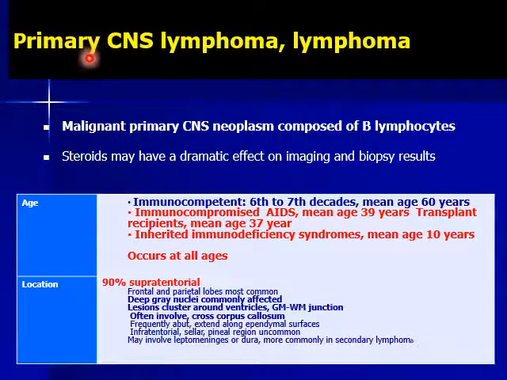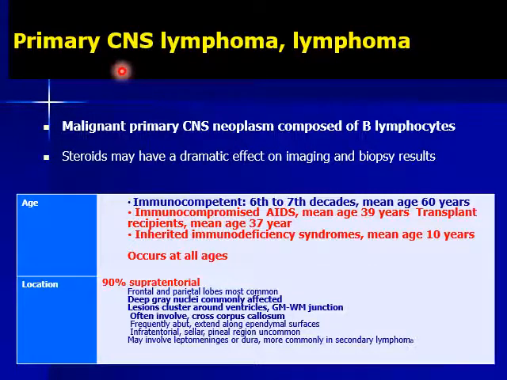This one is very important, primary CNS lymphoma. Primary because it is not secondary. What this means is that the first diagnosis of lymphoma is in the central nervous system, with no lymphoma elsewhere in the body that is metastasizing to the brain. Usually it is B lymphocyte lymphoma, and steroids may have a dramatic effect on imaging and biopsy results. It may melt with steroids, so take care that steroids can change the biopsy results.